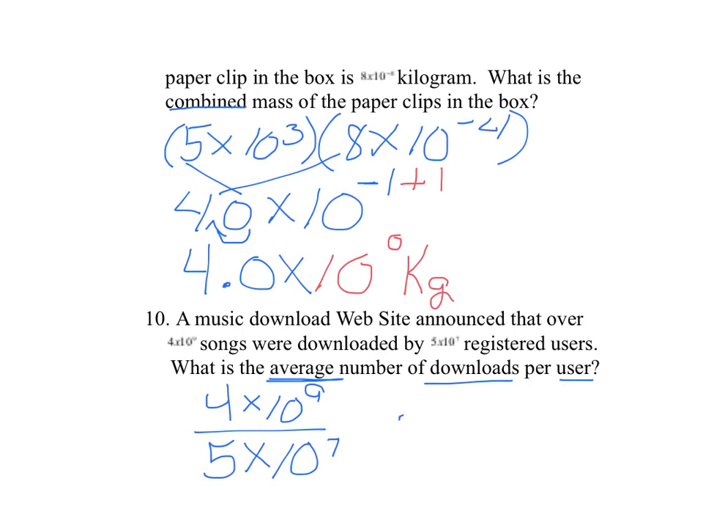4 divided by 5 gives me 0.8. 9 minus 7 is 10 to the 2nd. I need to move my decimal place back 1, giving me 8. So that means I'm going to need to subtract 1 from the 2. So 8 times 10 to the 1st. And it's 8 times 10 to the 1st downloads per user.